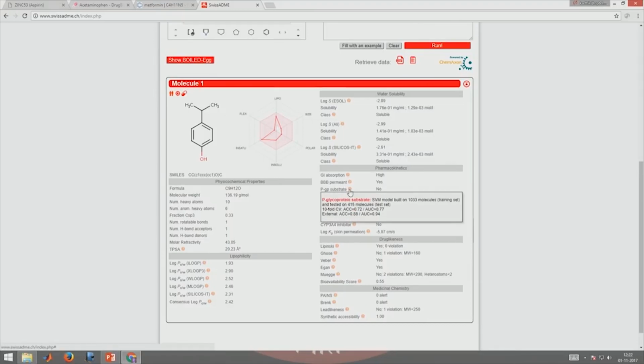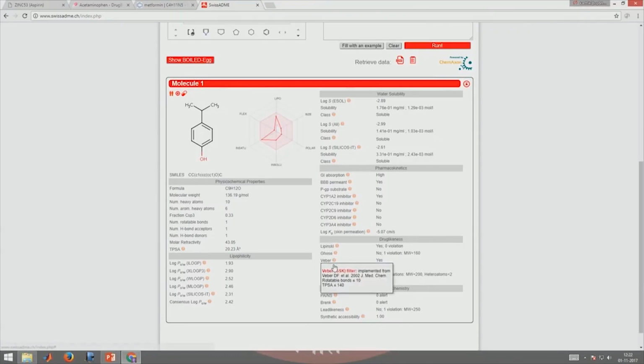P-gp substrate, it says it is not a substrate, and then does it bind to the cytochromes, yes, no, no, no. Then we will talk about some of the drug-likeness properties, as they are called. There are different rules like Lipinski's rule, Ghose's rule, Veber rule, and Muegge rule. We will talk about all these rules later on, and then bioavailability. 0.55 is good actually. So it is bioavailable. Lead likeness, does it have a lead-likeness property? Yes, it has got a lead likeness.